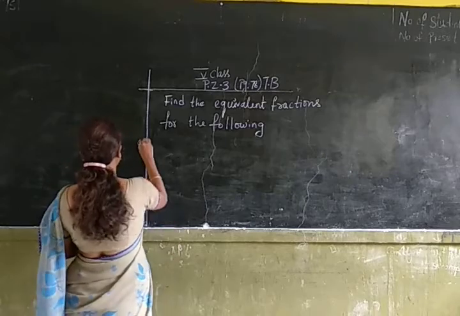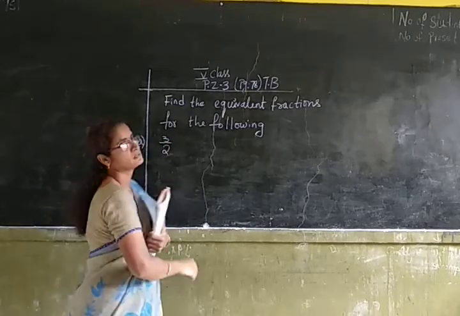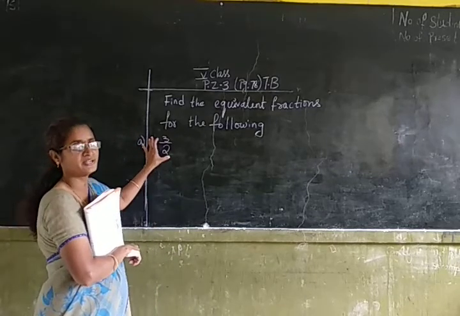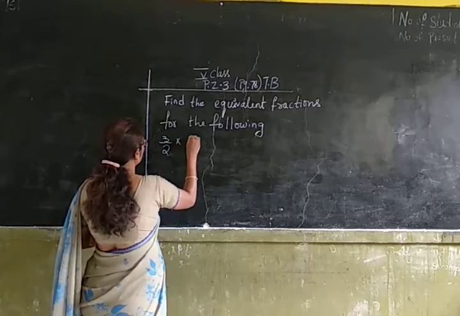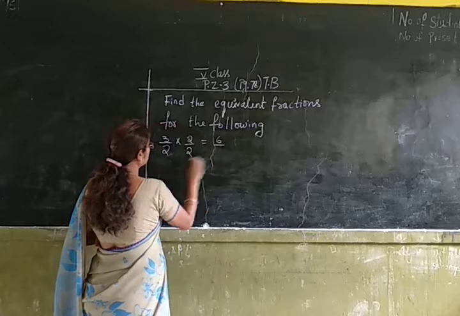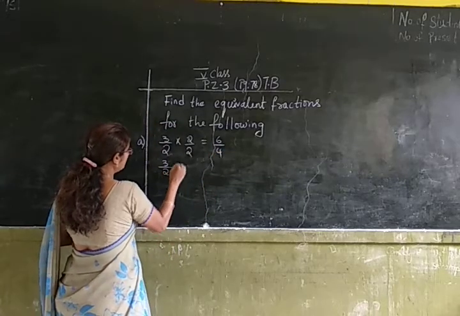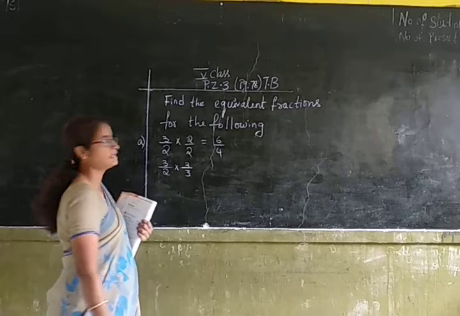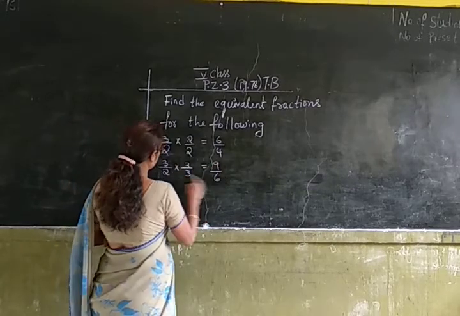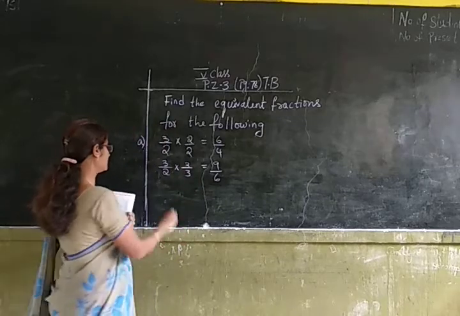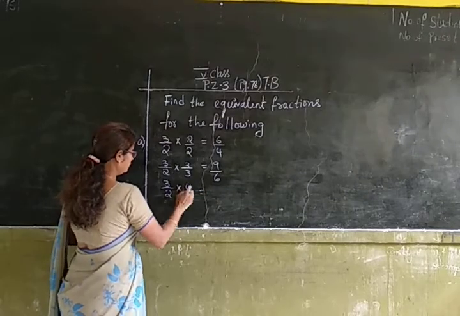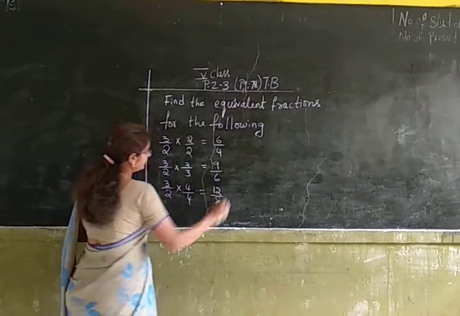Now let us write down the equivalent fractions for the following. The first question is A, 3 by 2. Here we have to multiply the numerator and denominator by the same number. So here I am multiplying the numerator and denominator by 2. 3 2s are 6, 2 2s are 4. Similarly, now let us multiply by 3. 3 3s are 9, 2 3s are 6. Now let us multiply by 4. 3 4s are 12, 2 4s are 8.